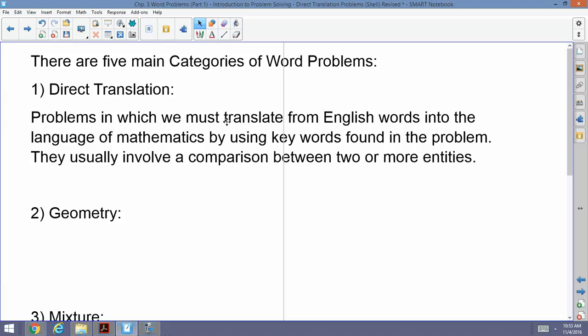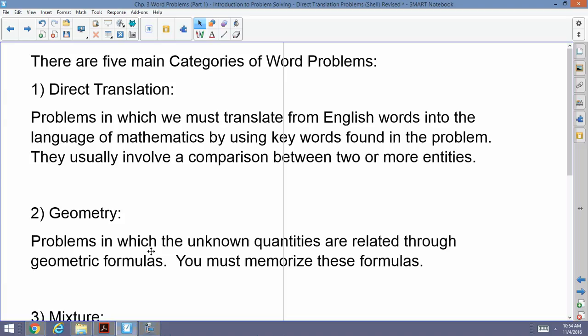They usually involve a comparison between two or more entities. You know, the amount of red paint was 2 less than the amount of blue paint. Anytime you're going to have some sort of a comparison, you're going to go ahead and use direct translation.